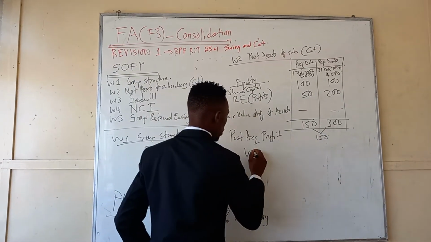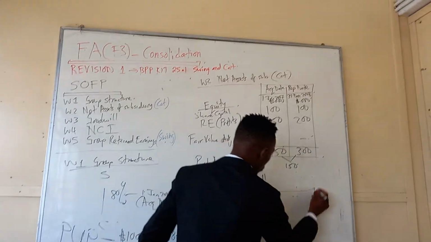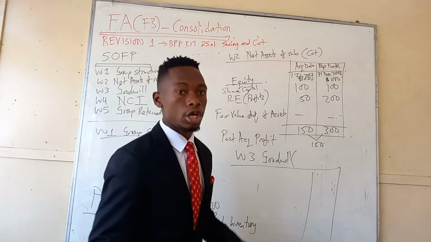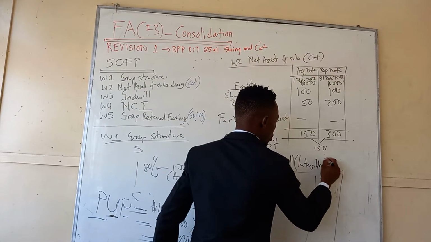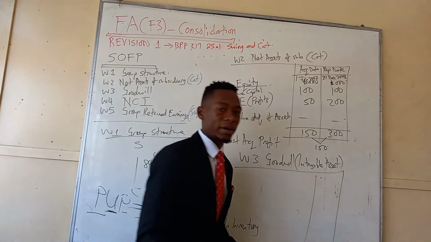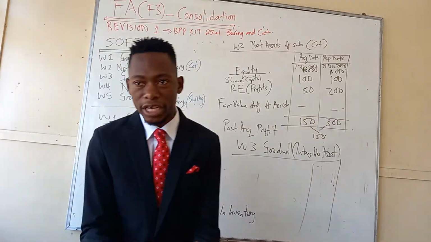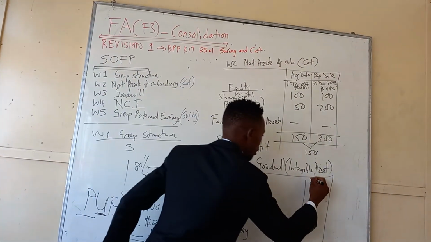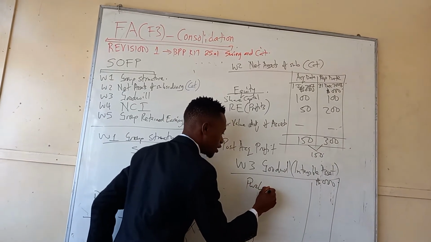Then W3, goodwill. Many people do not understand goodwill. What is goodwill? Yes, when you are doing consolidation, goodwill we see it as an intangible asset. Because you are acquiring a company that is already operating. So there is a benefit that you get, which is the reputation. Allow me to hammer this question. Easy stuff. Right. So I'll start with the purchase consideration.